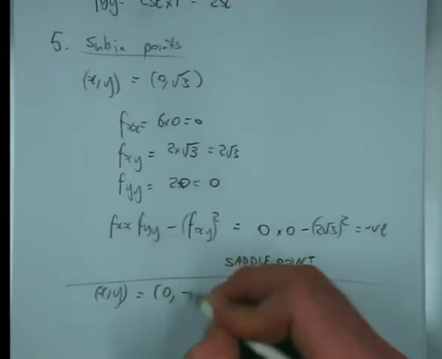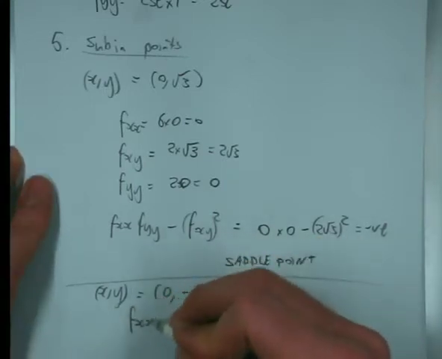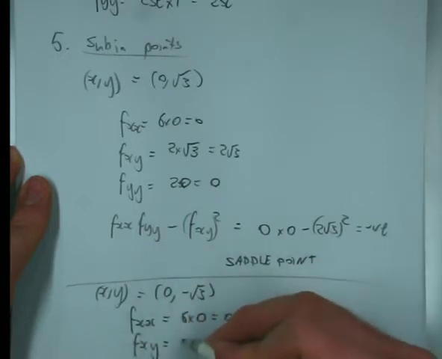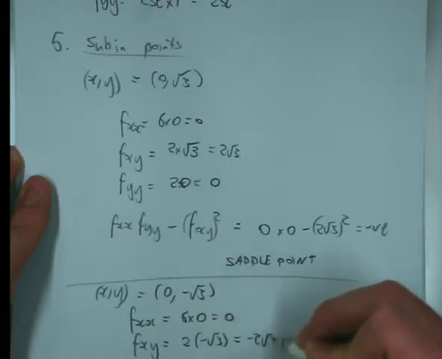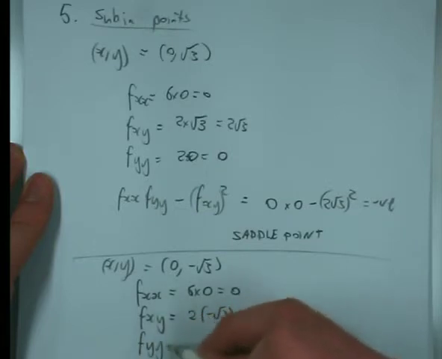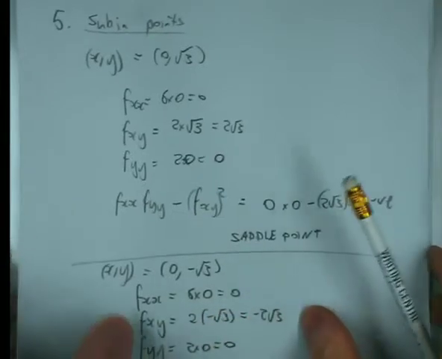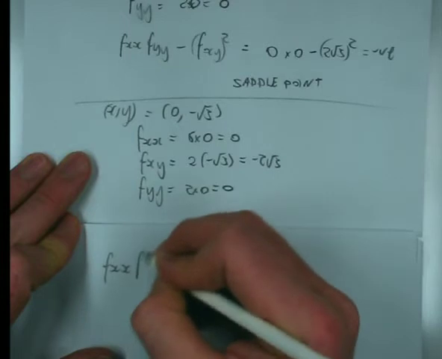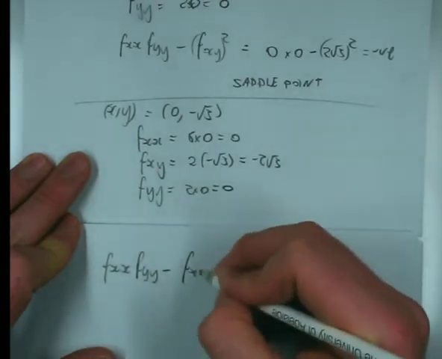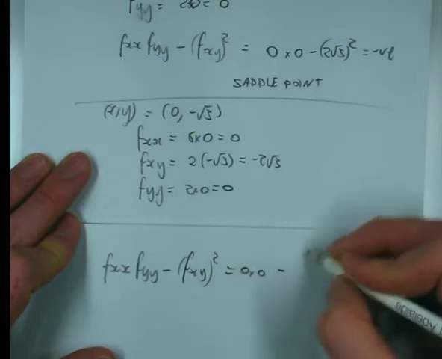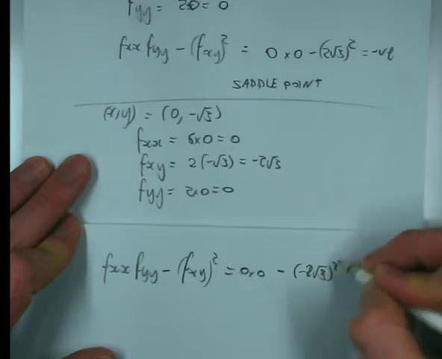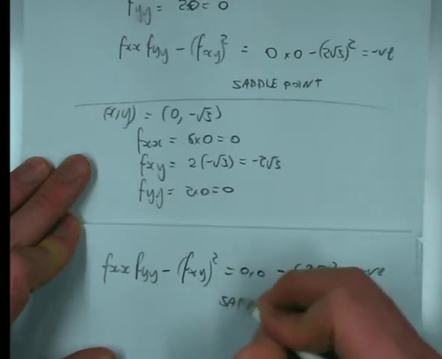xy equals 0 minus root 3. fxx is 6 times the x, which gives me 0. fxy is 2 times minus root 3, so minus 2 root 3. fyy is 2 times the x, which is 0. So fxx fyy minus fxy squared is 0 times 0 minus 2 root 3 squared, which is still negative. So you have another saddle point.